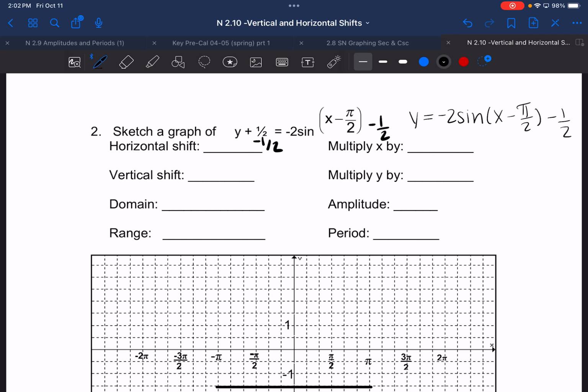They ask about the horizontal shift. And our horizontal shift, remember, happens inside the parenthesis. So that's this part right here. And it's opposite of what we think. So which way are we moving? Right. So we're going to go right pi halves. Then they ask about the vertical shift. That's the up and down part. So how much are we moving up or down? Down 1/2. Good.